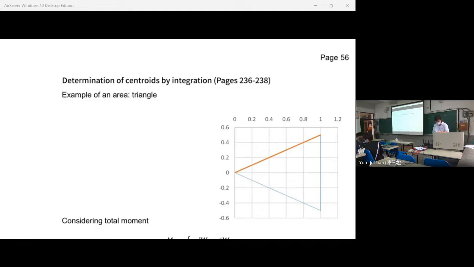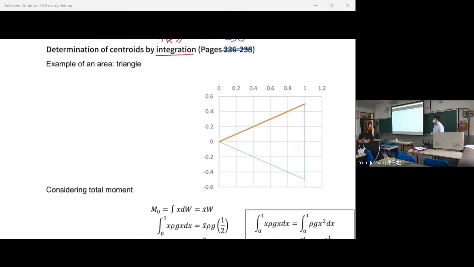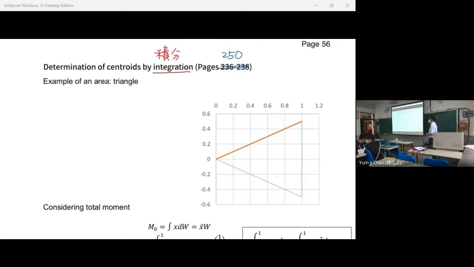Integration, 积分. It is on page 250. Now, we take an example here. It's a triangle. We have a triangle with the x-axis and the y-axis.